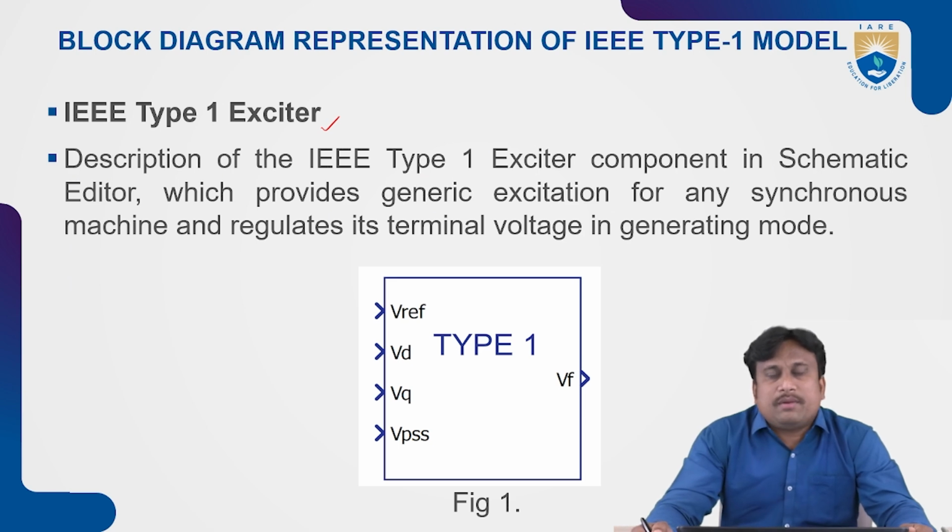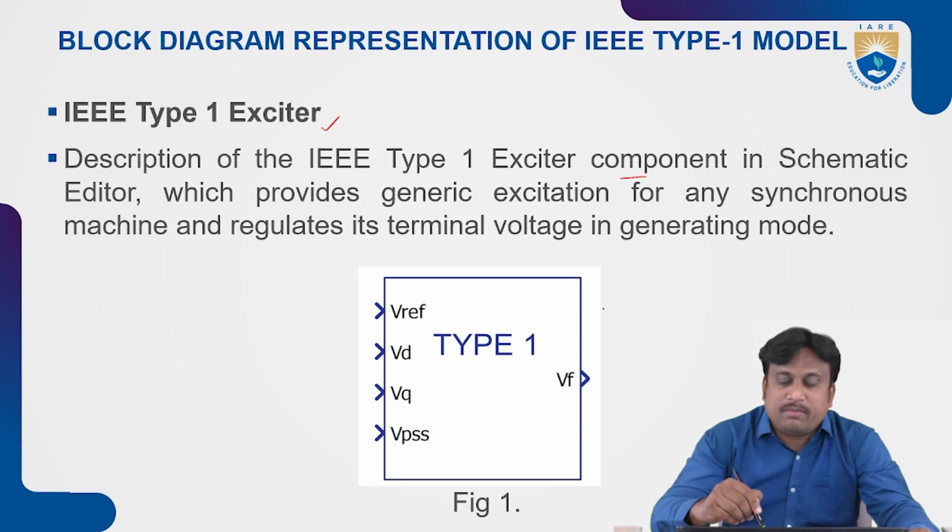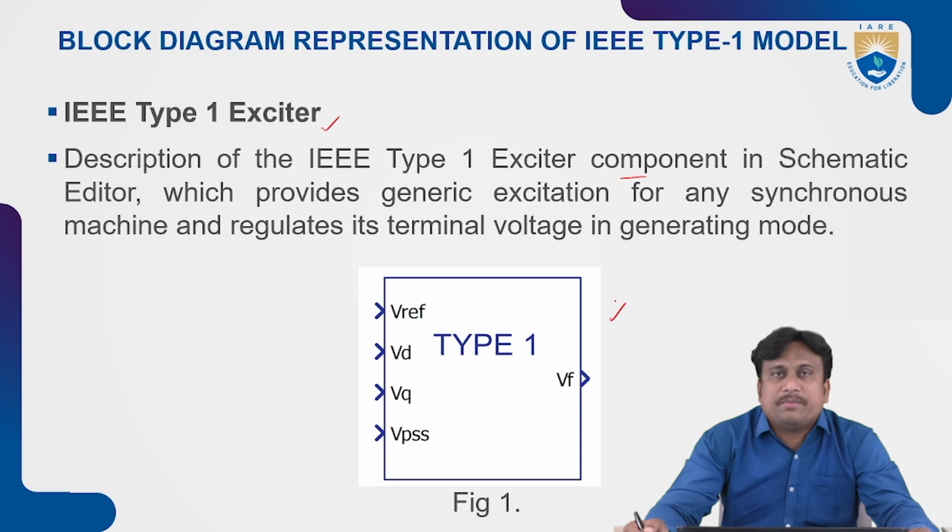So what is this IEEE Type 1 exciter? IEEE introduced the Type 1 exciter basically for power system control and operation, which describes the exciter component in a schematic editor manner. What does the schematic editor manner mean? This one represents the schematic editor manner. Figure 1 shows the schematic editor representation of the IEEE Type 1 exciter.